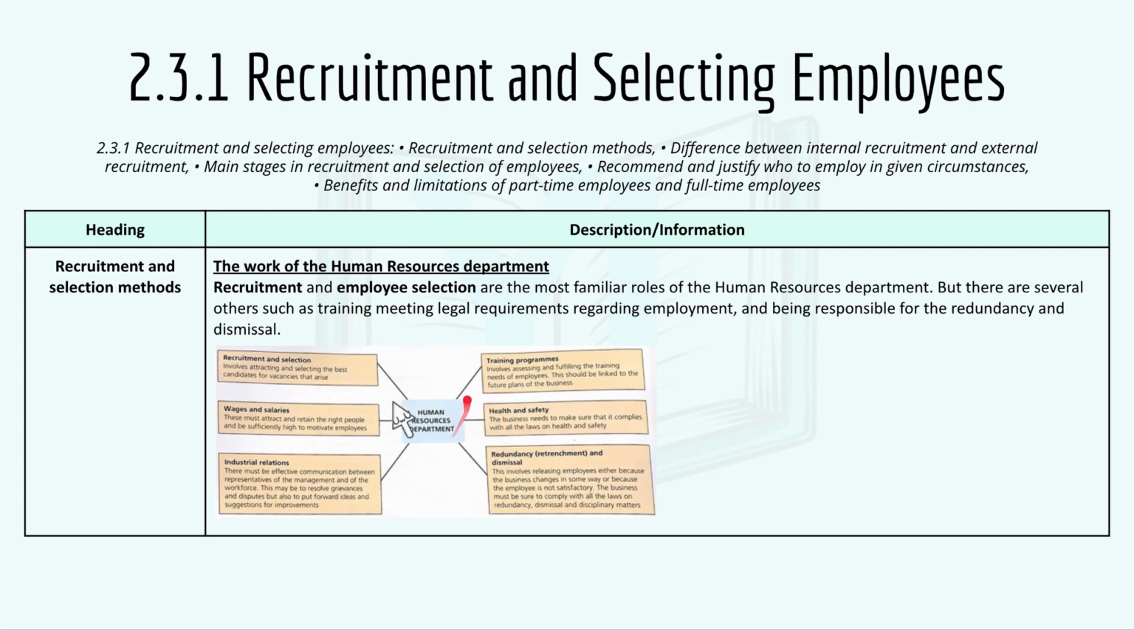So here you can see what the HR department is responsible for: recruitment and selection, wages and salaries, industrial relations, training programs, health and safety, and redundancy or retrenchment and dismissal.